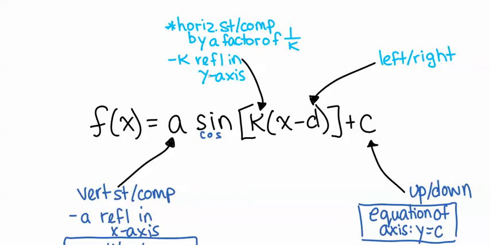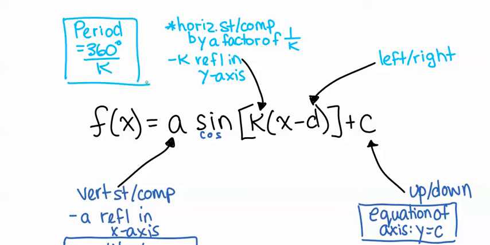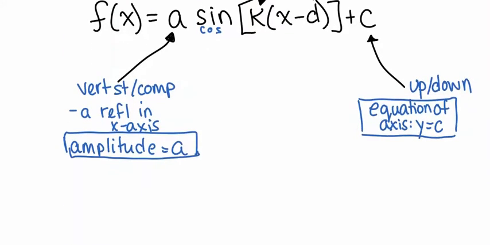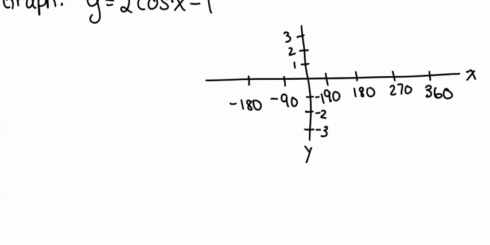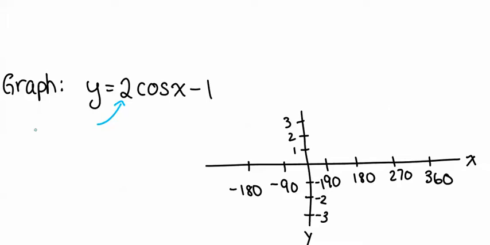Okay, and then something K does that I forgot to write here is it affects our period. So normally the period of sine and cos is 360 degrees, but if we do have a K value, that's going to compress or stretch our period, so we just divide 360 by K to figure out what the period will be. Okay, so let's try a transformation. Okay, say we wanted to graph y equals 2 cos x minus 1. Okay, so if we had to describe those transformations, we've got a vertical stretch by 2, and then over here we've got a C value, so that's going to shift our graph down 1.